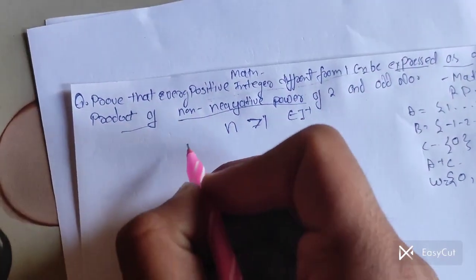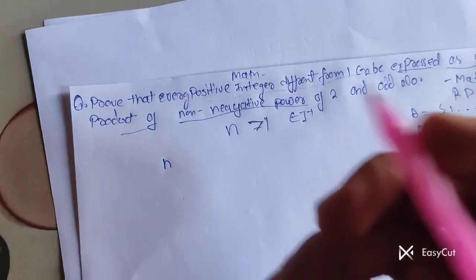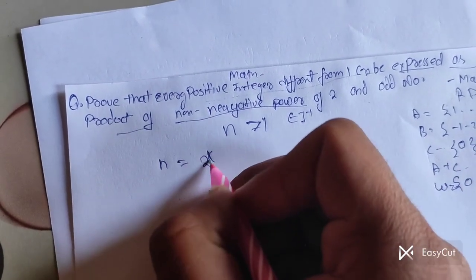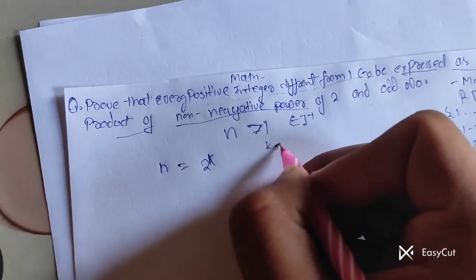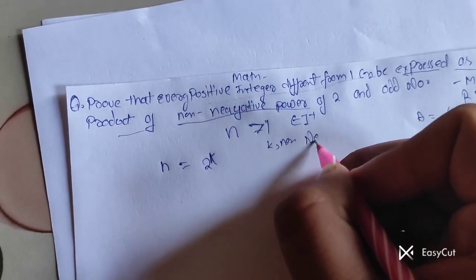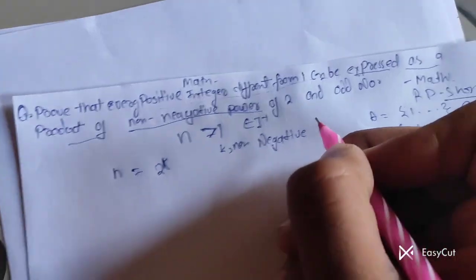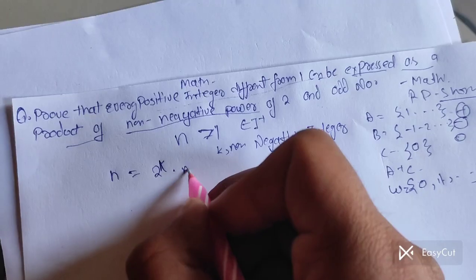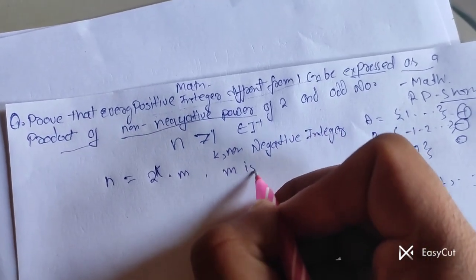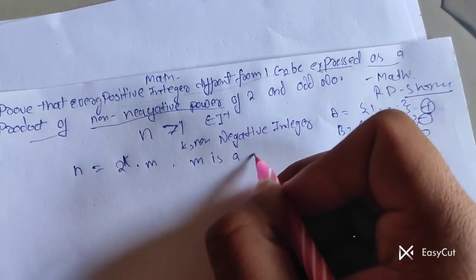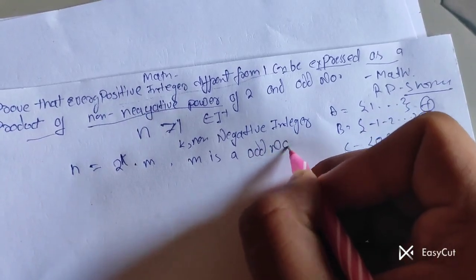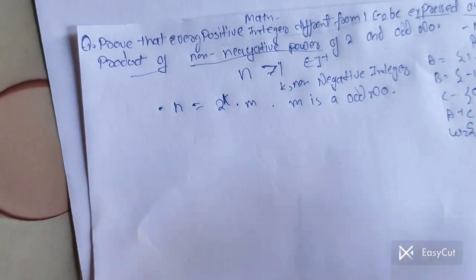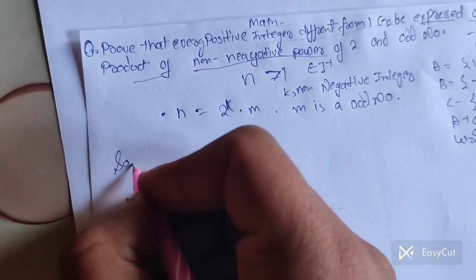So we want to prove that if n is a positive integer, it is expressed as 2 to the power k, where k is a non-negative integer, and m, where m is an odd number. So we want to prove this thing. Okay, so how do we solve this? Let's begin with the solution.